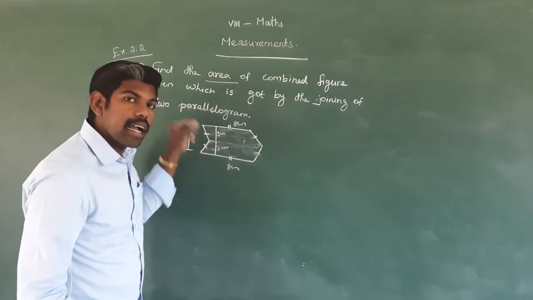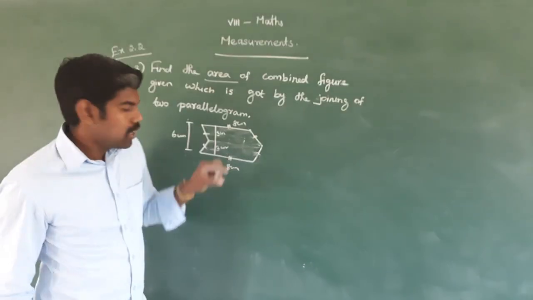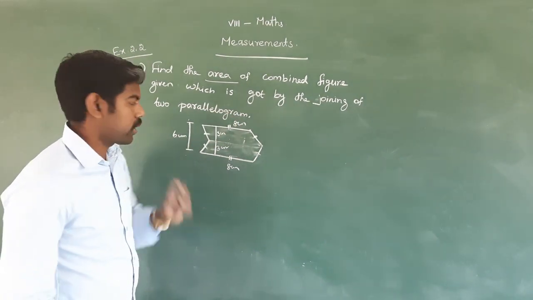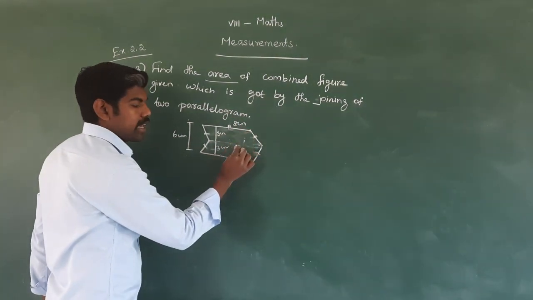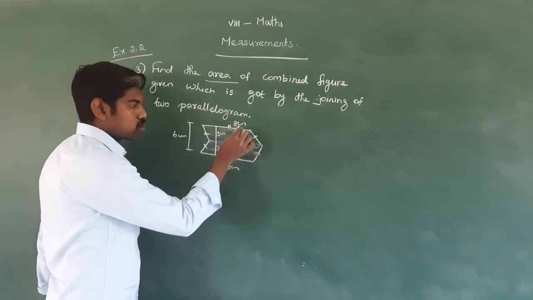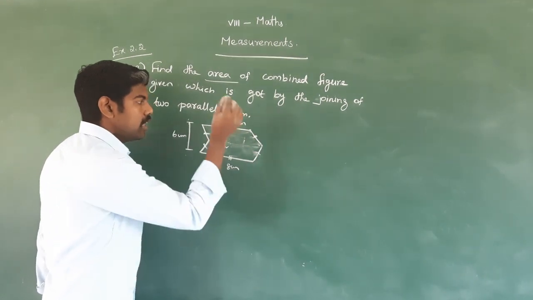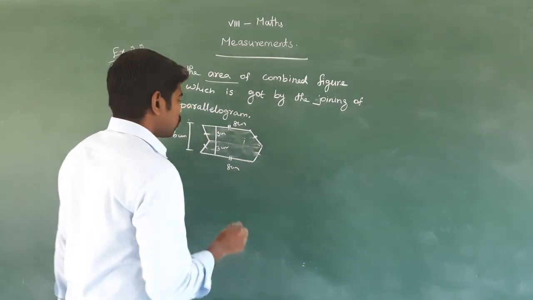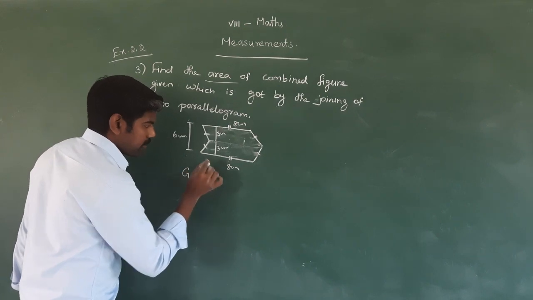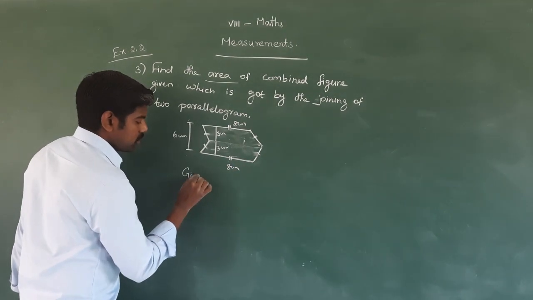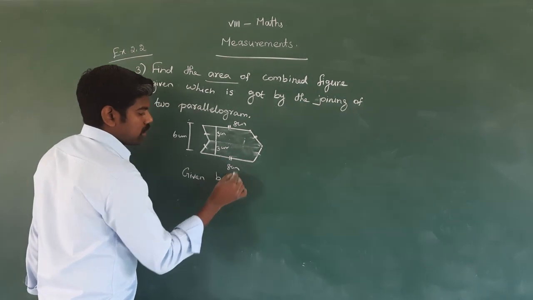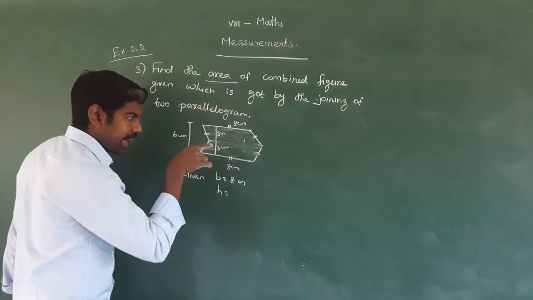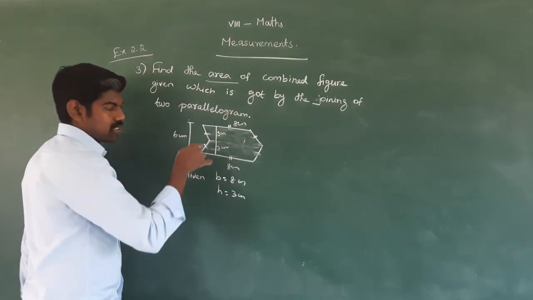So what is the area of this combined shape? It is 2 times the area of this parallelogram, because the area of this parallelogram is equal to the area of this parallelogram. Two parallelograms have the same area. Reason? Sides are equal, measurements are equal, so area is equal. Given base is equal to 8 centimeter, and the height is the height of one parallelogram. The height is 3 centimeter, not 6 centimeter.